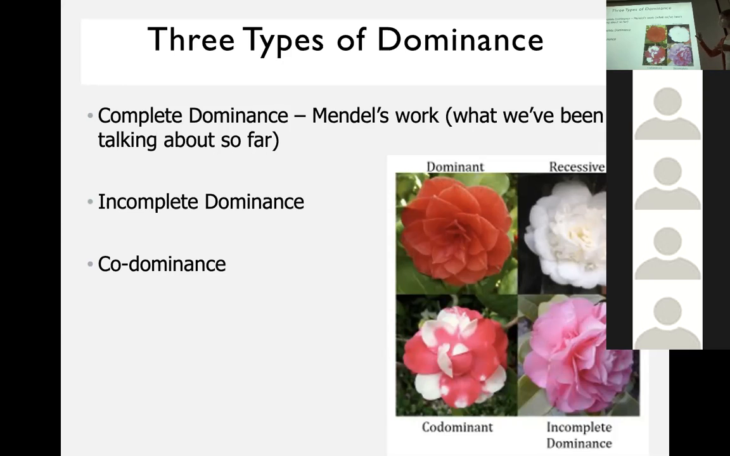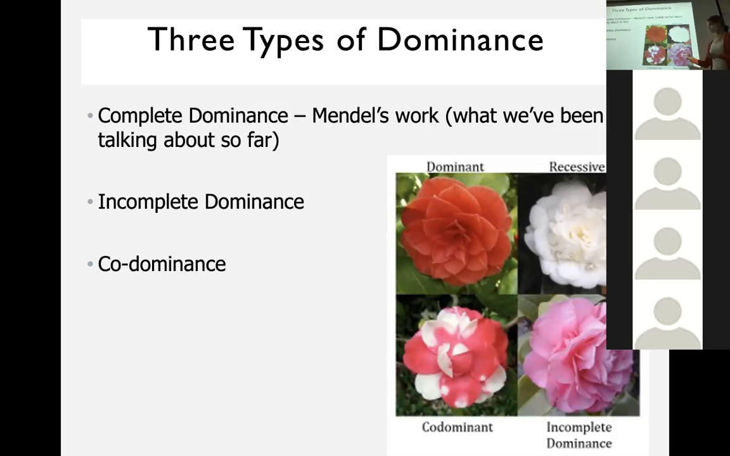This image is a really great visualization of what complete, incomplete, and codominance are. So if you have your typical complete dominance scenario like we've been talking about, and we have, we'll say, a red allele and a white allele, the red allele being dominant to the white. You have a dominant version of the phenotype, red. If there's any dominant allele present, the flower turns out red. If only the recessive allele is present, it turns out white. Those are the only two options. It's red or it's white.